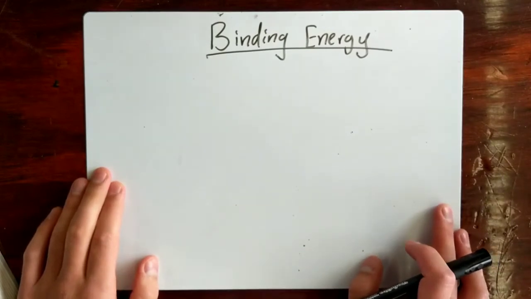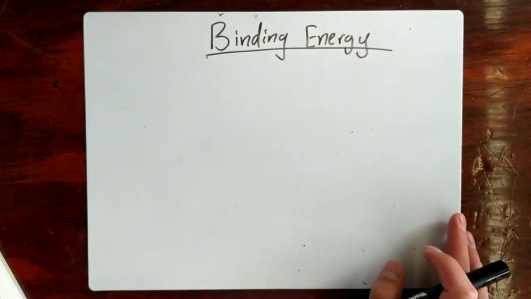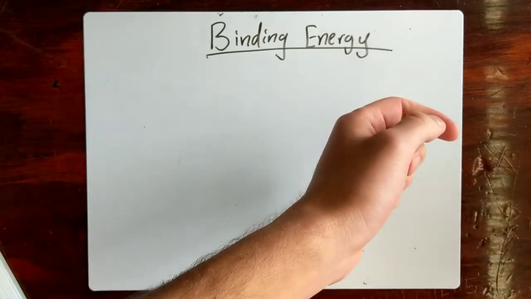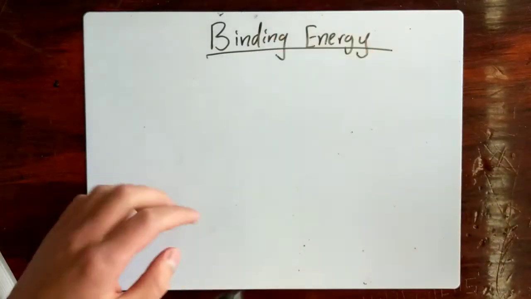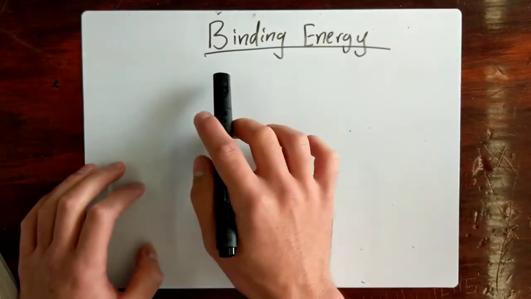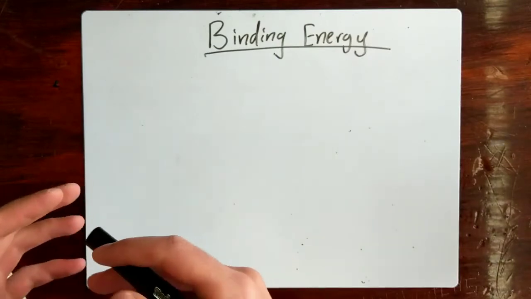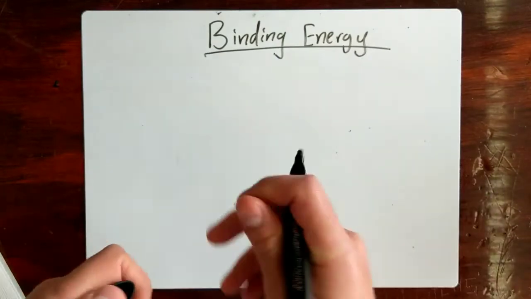This is the first video in our nuclear fission and fusion series, which is going to take us through this week and next week. The topic for today is binding energy, and it's made up of a few different parts, so let's get started with a bit of an introduction.